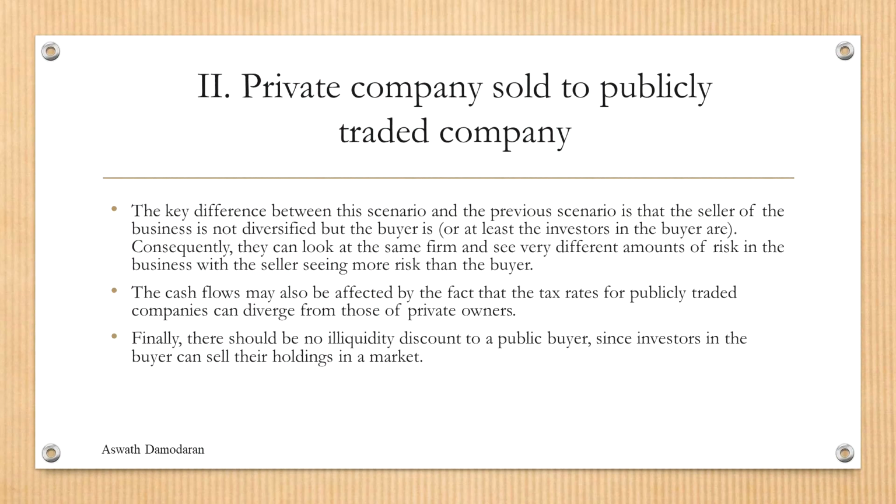That's one factor to consider. And second, the cash flow may also be affected by the fact that tax rates for a publicly traded company can be different from those of private companies. A private company pays a 40% tax rate, but for a publicly traded company, the effective tax rate could be lower than 30%, lower than 20%, even lower than 10%. That's another issue we can consider. And finally, what about the illiquidity discount? If it's a public company, then there will be no illiquidity discount. So from the owner's perspective, if the owner can sell this to a publicly traded company, it's very likely that the owner can get a higher price.